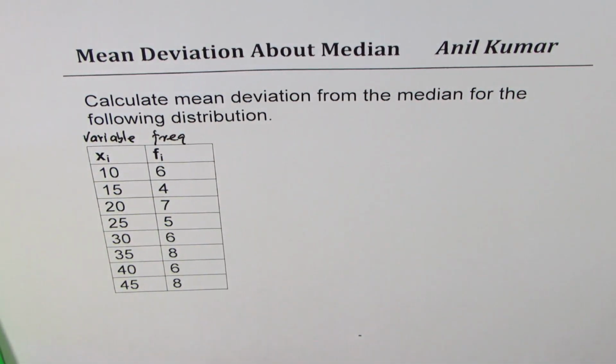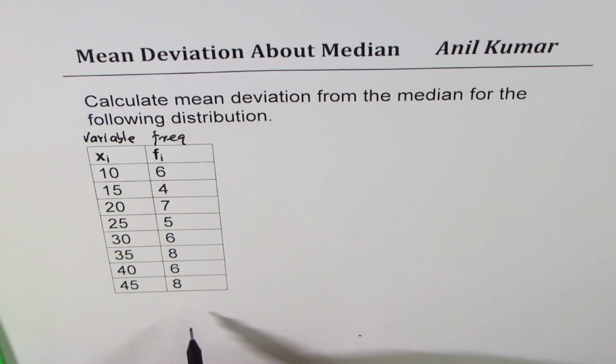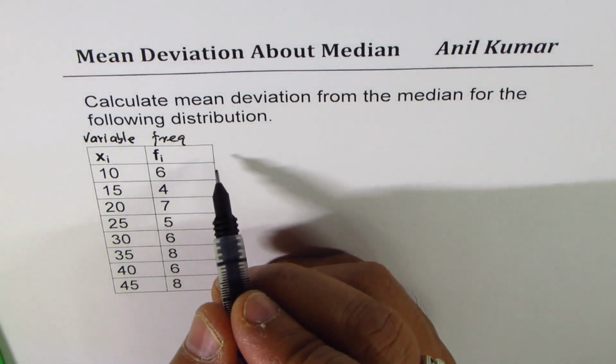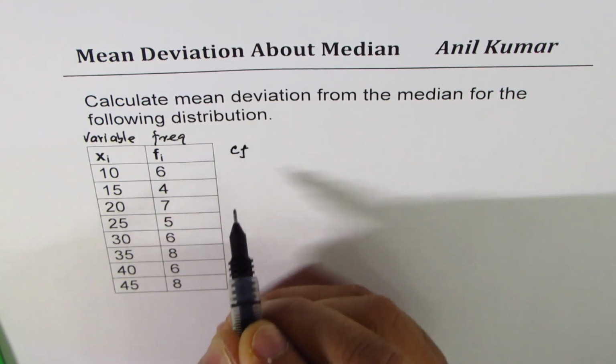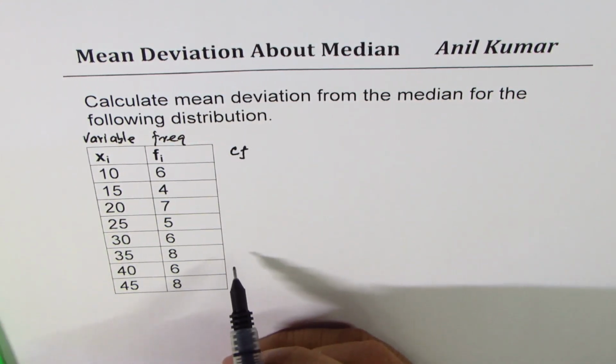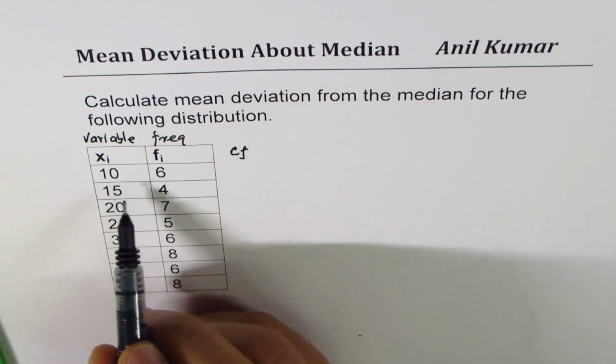In the table. Now the steps involved are that you have to create a table for cumulative frequency, right? So you have to create a table for cumulative frequency. So let's make one.